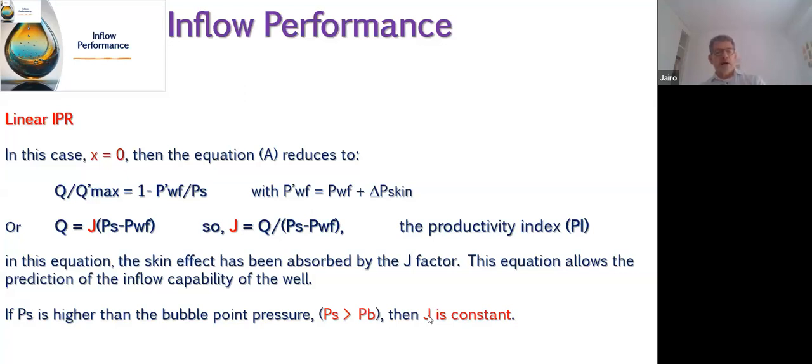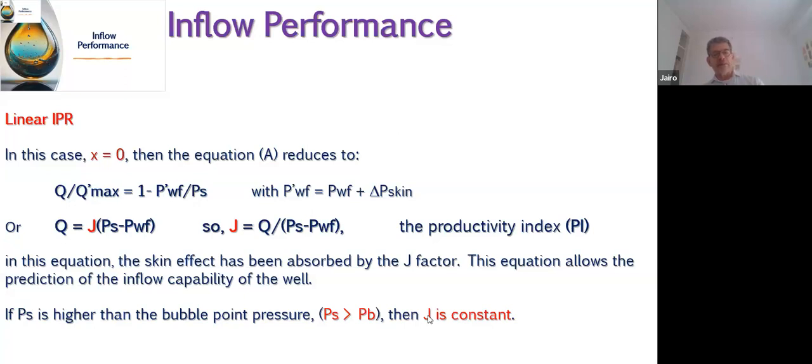So this is the classical definition of inflow performance. So J is constant. With this we can define either Q, if we get knowledge of the flow performance, bottom hole pressure, and the rate. We define, of course, also the static pressure. We define the productivity index. The skin effect has been absorbed by the J factor. This equation allows the prediction of the inflow capability of the well.